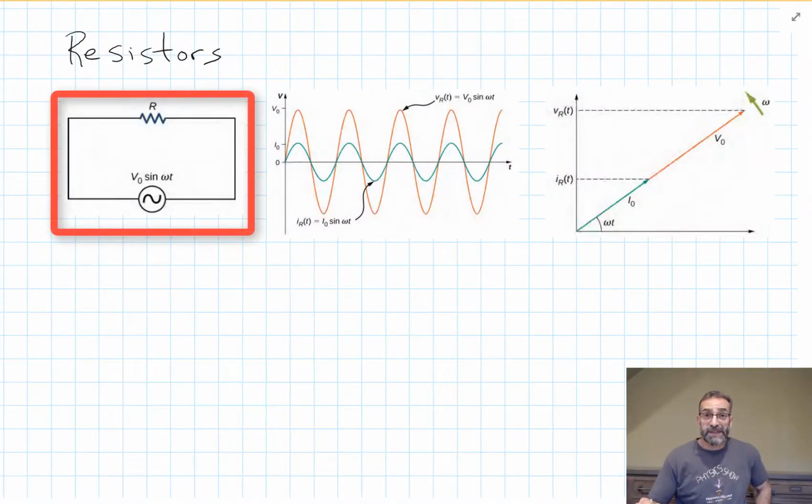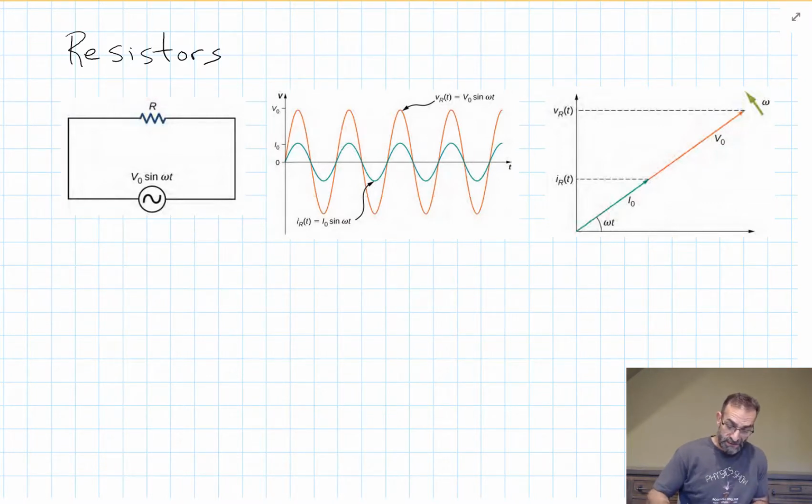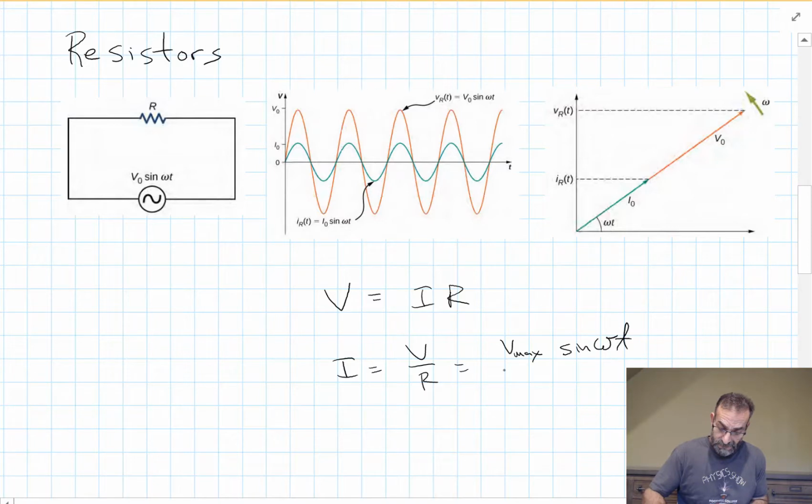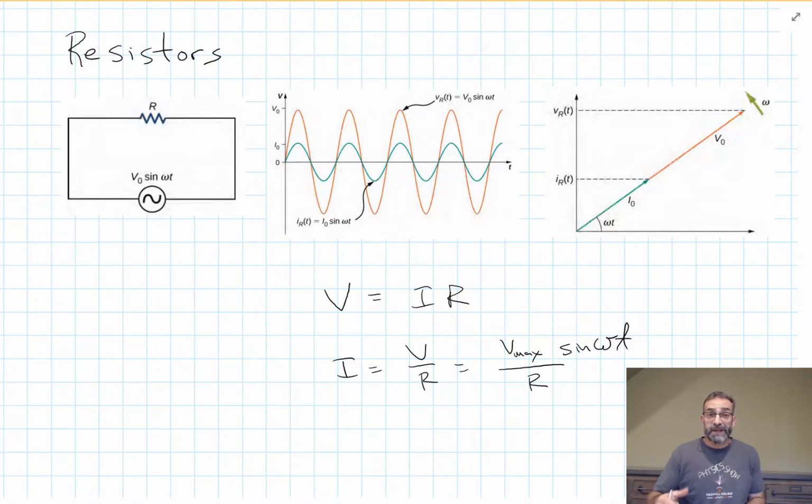Here's our simple circuit with an AC power source and a resistor. And we know that V is equal to IR for a resistive device. And if we just solve for the current, we get it's proportional to the voltage being supplied to the resistor. The current is directly proportional to the voltage. When the voltage hits its maximum value, the current also hits its maximum value. When the voltage is 0, the current is 0.